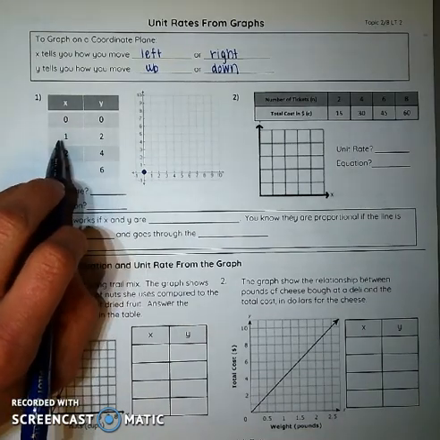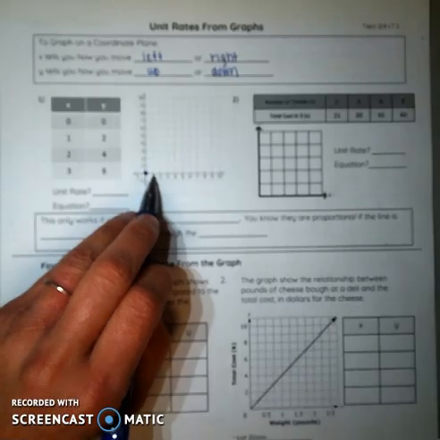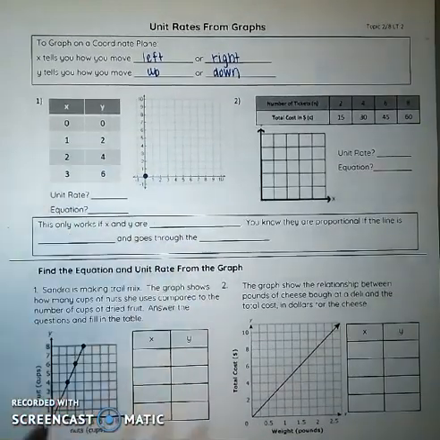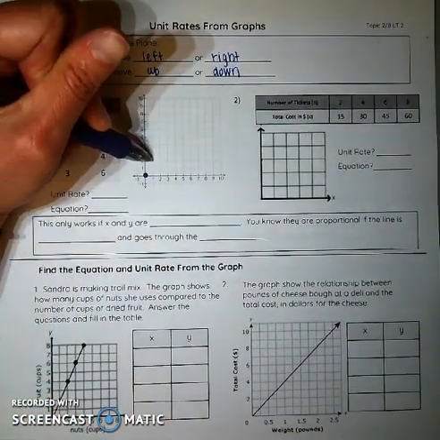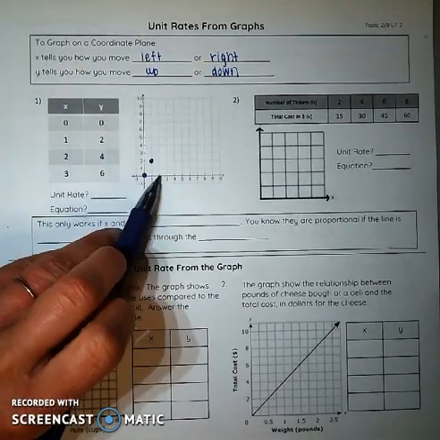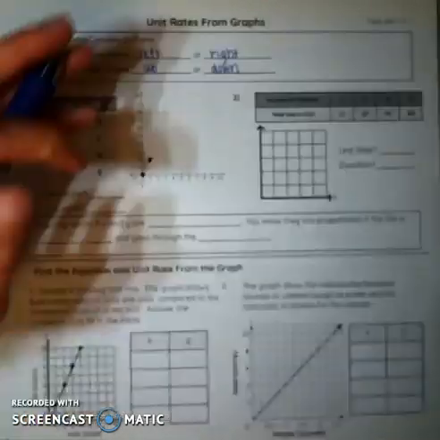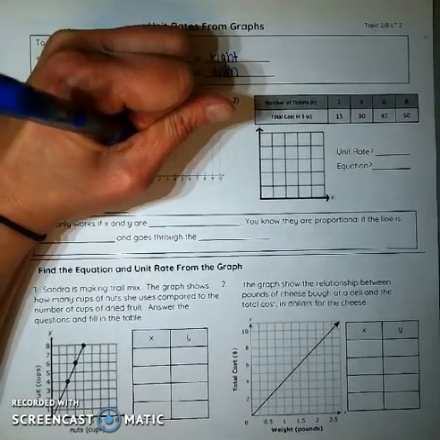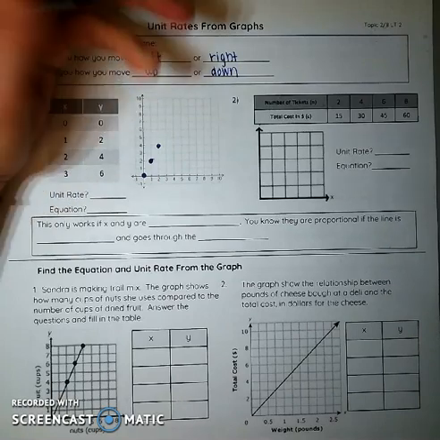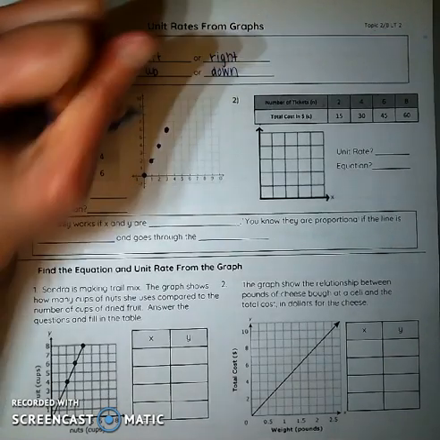Now 1, 2 tells me that on my x-axis I'm going to go to 1, on my y-axis I'm going to go to 2, and just like in Battleship, you figure out where both of those meet and you plot your point. Next one we have 2 and 4, so I go to 2 on my x-axis, I go to 4 on my y-axis, and this is where they're going to meet up. And last but not least, 3 and 6 will meet up right here.